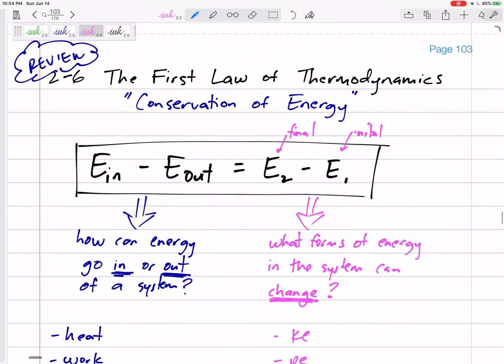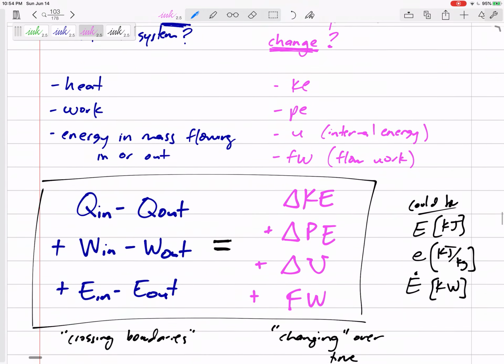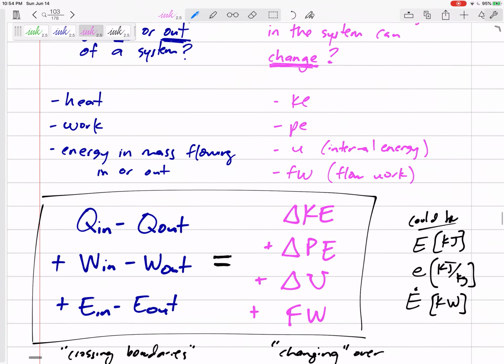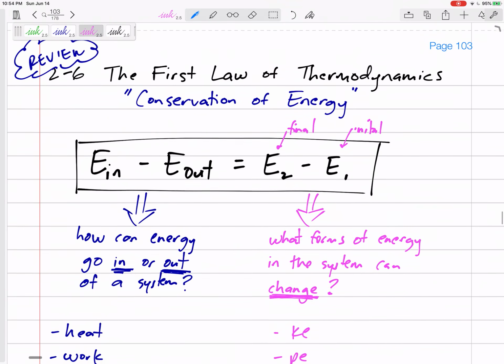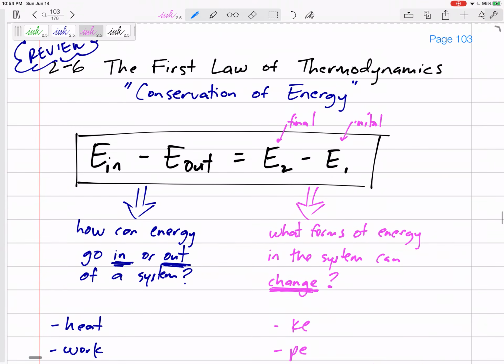All right, let's look back at this page. This page was from chapter 2. This is like the third time I've put it in our notes. It's that important, conservation of energy. The left-hand side are inlets and outlets. The right-hand side is starting and ending, final and initial, in time. Now, these could be capital E's, these could be E dots, these could be lowercase e's.